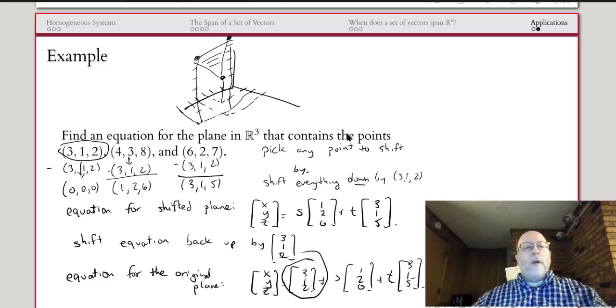Now there's more than one correct answer because we could have picked any of these 3 points to shift by, but it doesn't matter. All of those equations are correct and all of them are equivalent to each other.